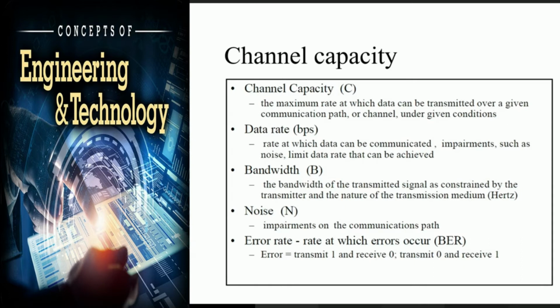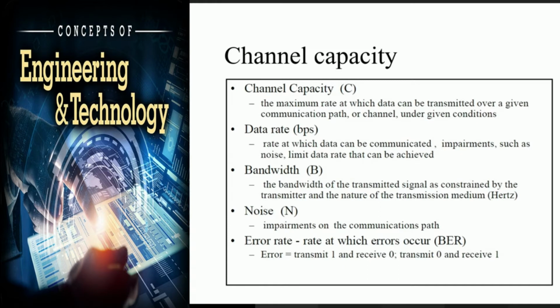Similarly, the data rate is how much data can be communicated. Impairments such as noise will also occur, so sometimes you will have a limited data rate, and we consider how much can be achieved. For example, with internet connectivity we say 50 Mbps or 100 Mbps, but what the data rate is for that particular second is very important. Similarly, we have bandwidth.